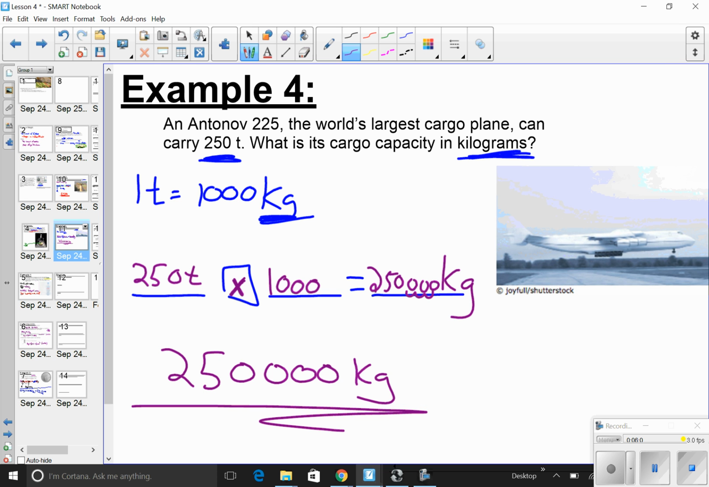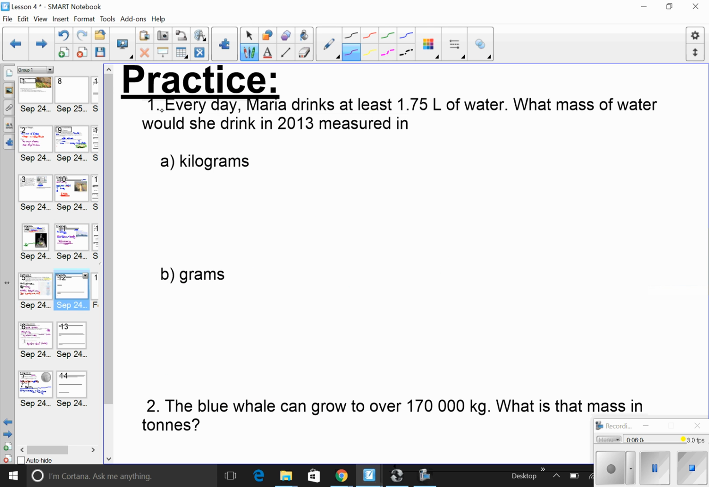Alrighty. So now what I want you to do is try out these practice questions. That's supposed to be an underline, not a cross out. And make sure you check your answers. Ask me questions if you have them. Thanks.